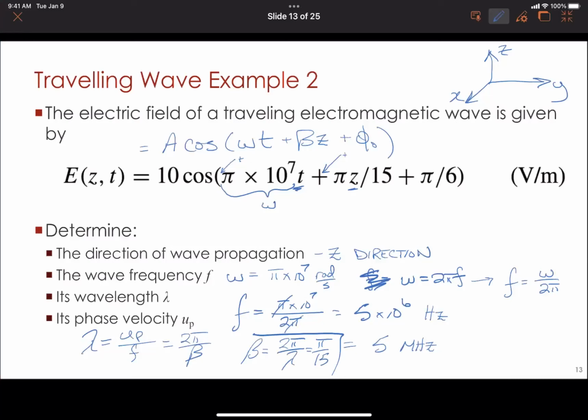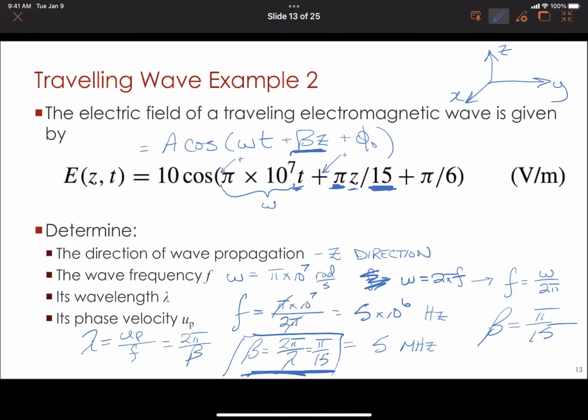So basically what we've done is we used our basic equation, our definition of beta, which was 2 pi over lambda. And we used our basic form of our wave, which has beta times z, meaning all the stuff that's being multiplied by z is beta. So in other words, beta equals pi over 15. So that's where this equation comes from. Beta, which is pi over 15 from the equation, equals 2 pi over lambda. Solve for lambda.